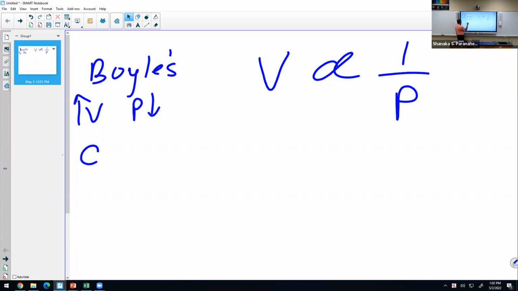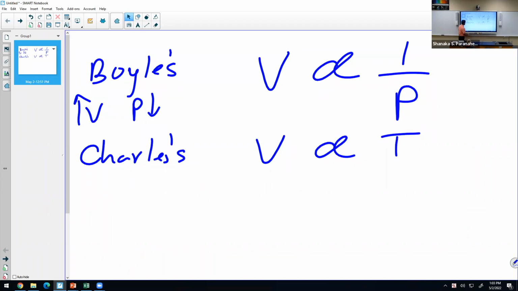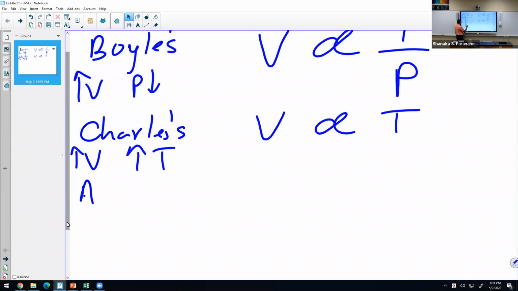The second gas law was Charles's law. Volume is directly proportional to the temperature. So when we increase our temperature, volume increases. We also talked about another law called Avogadro's law. Volume is directly proportional to the number of moles. Those are the 3 gas laws from what we discussed. We discussed a few others, but I'm going to use these 3.